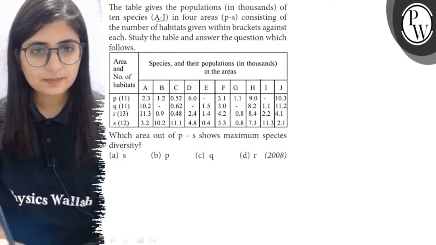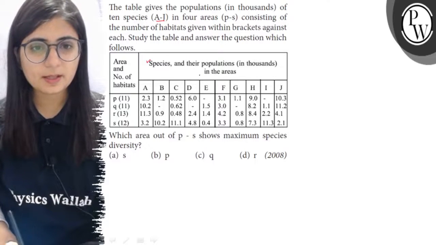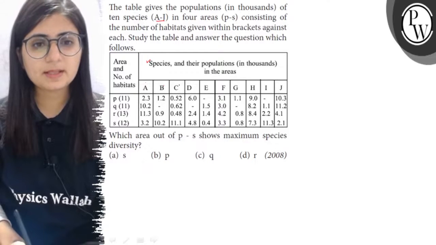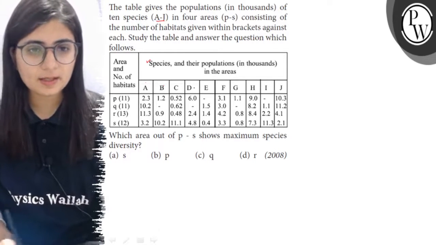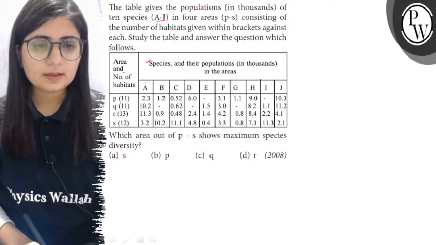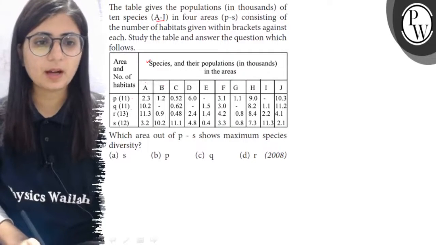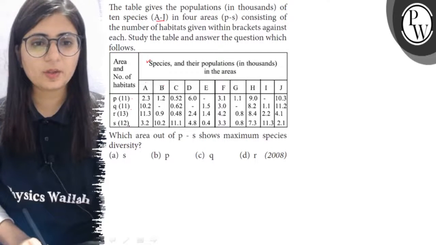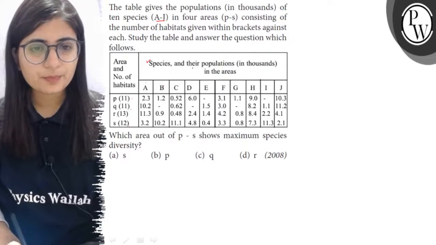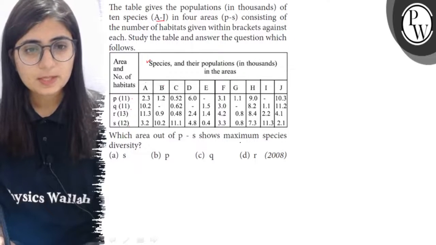So here in this table, there are given certain aspects like the species and their population. There are A, B, C, D, E, F, G, H, I and J. These are the species. And here the areas are P, Q, R and S, and the habitats are: 11 habitats in area P, Q 11 habitats, R 13 habitats, and in S there are 12 habitats. So we have to find out by looking at this table which of the following has maximum species diversity.